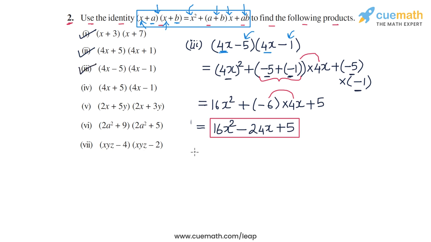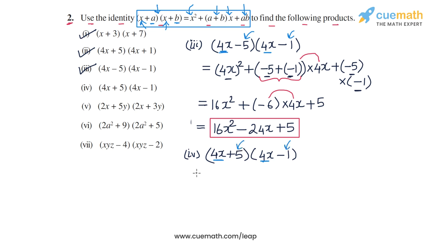Now we come to part 4. In part 4, we have to calculate (4x + 5)(4x - 1). So in this product, in the two binomials, the common term is 4x, and the non-common terms are 5 and minus 1.